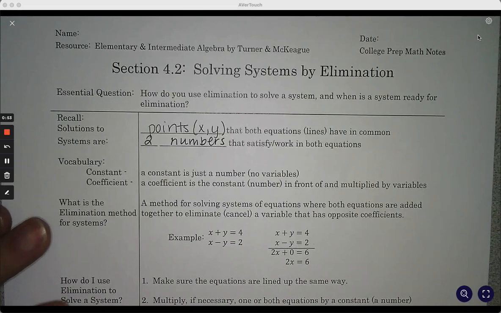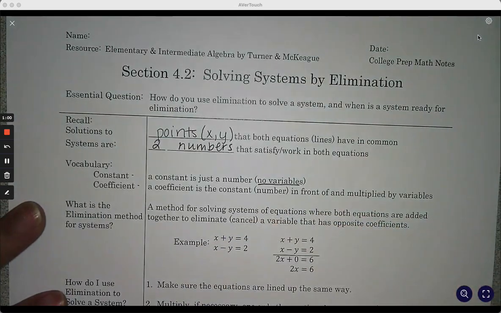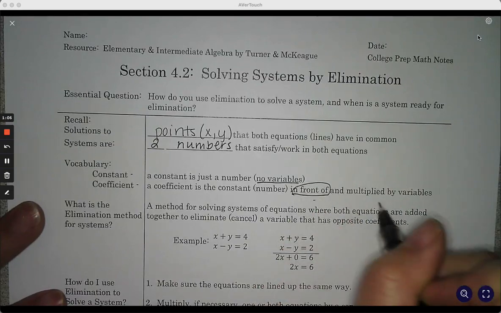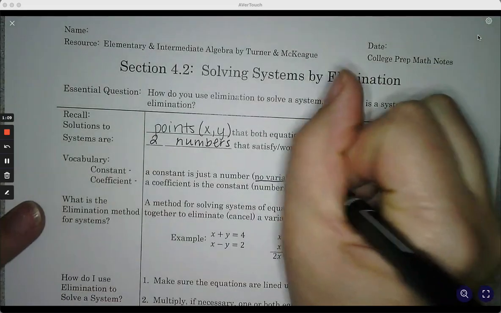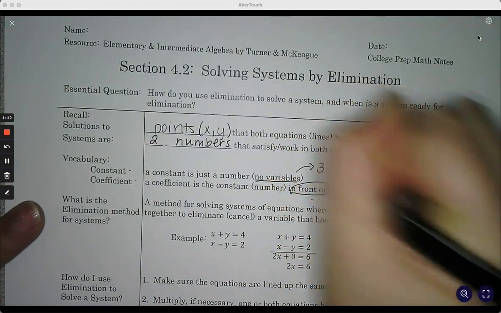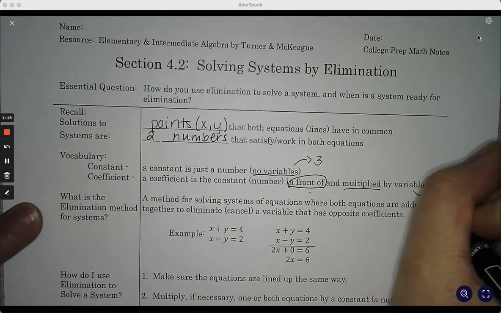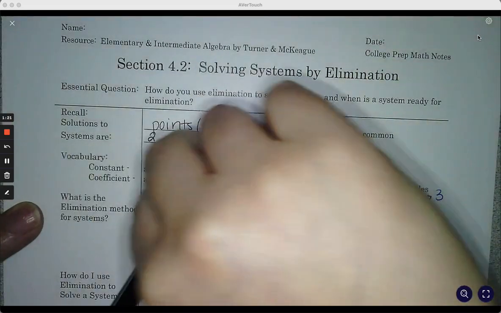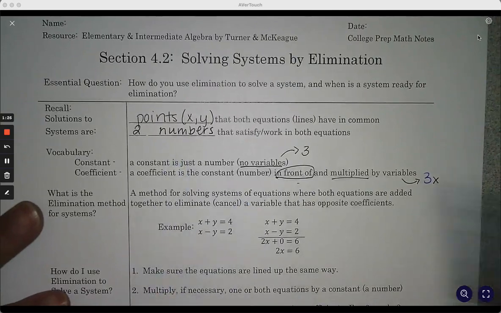So a couple of vocabulary words that we are going to need to know when we dive in are what a constant is and a coefficient. So a constant is just a number with no variables. And our coefficient is a constant in front of and multiplied by a variable. So an example of a constant is just 3. Okay? An example of a coefficient would be something like the 3 that comes in front of an x.